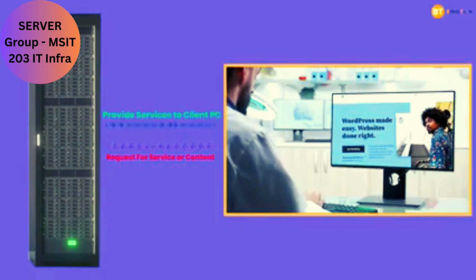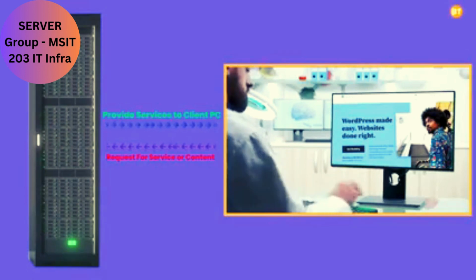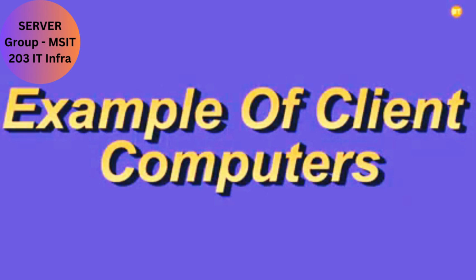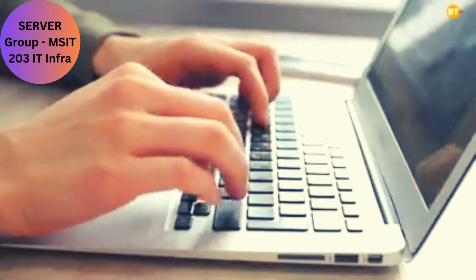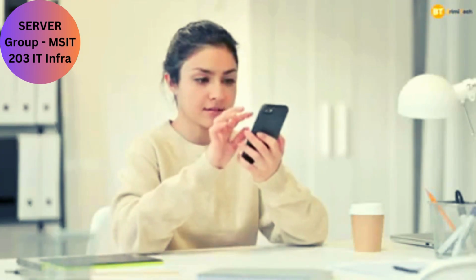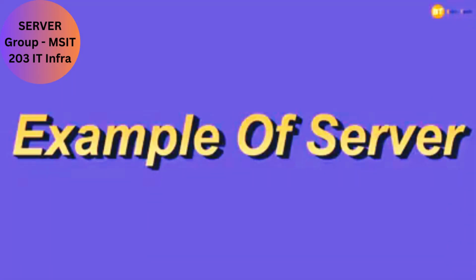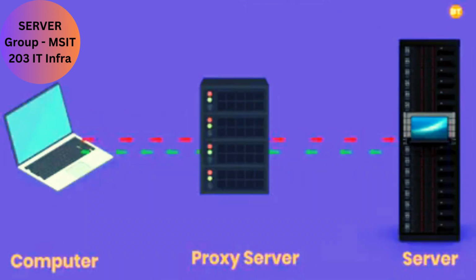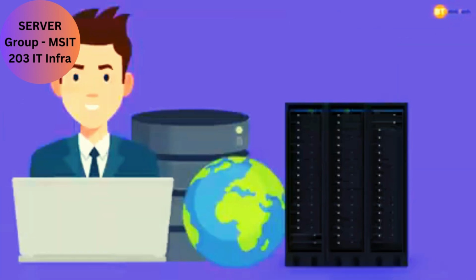Desktop computers request the server computer for service or content. Server computers usually provide services based on desktop computers' requests. Example of client computers: notebook, desktop, smartphones, etc. Example of server: VPS server, application server, proxy server, mail server, database server, etc.